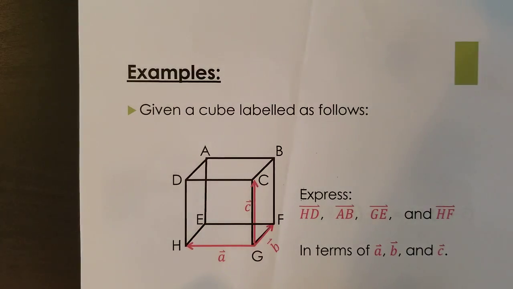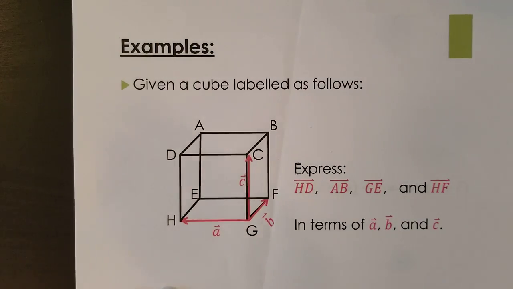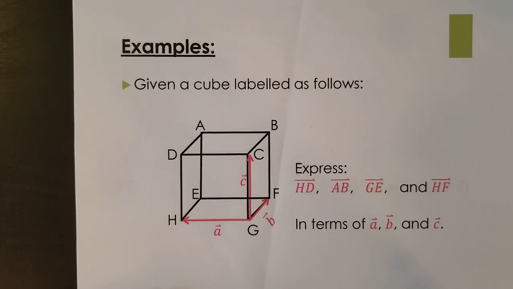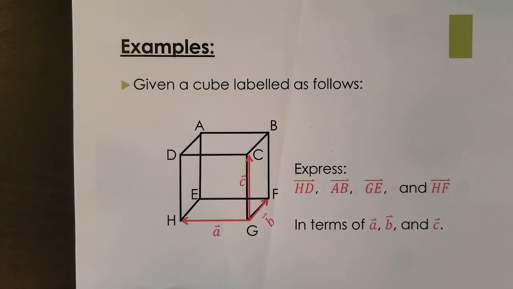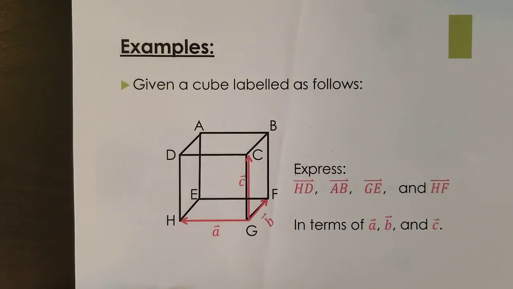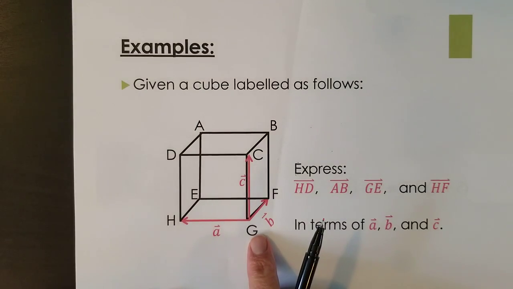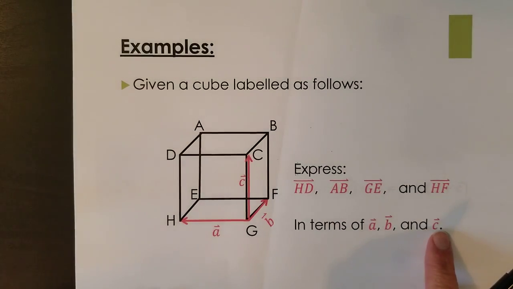Okay, the last example I'm going to do in this video deals with this cube, and it is going to be important that we have a cube here. And so all of these are going to be the same magnitude. And we've got our A, B, and C labeled as GH, GC, and GF. And we want to rewrite these vectors in terms of A, B, and C.